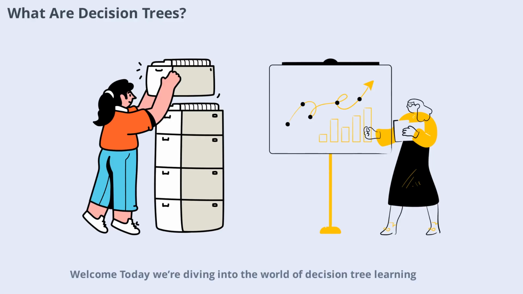Welcome. Today, we're diving into the world of decision tree learning, a fundamental technique in machine learning for approximating discrete valued target functions. Imagine a tree-like model that helps you make decisions by sorting data from the root to a leaf node, where each leaf gives you a classification result. This method is widely used because it's intuitive and effective for many types of problems.